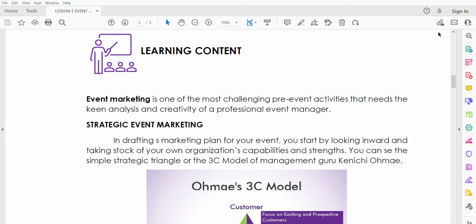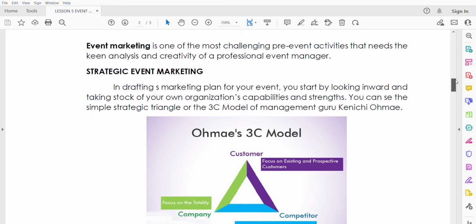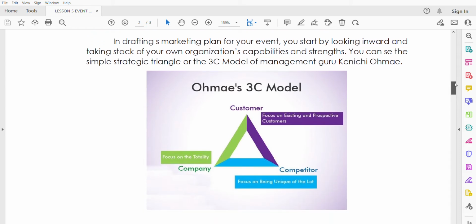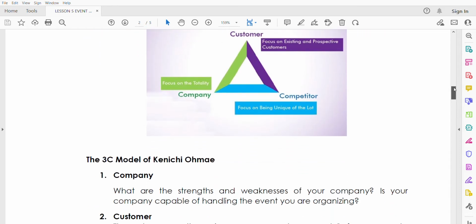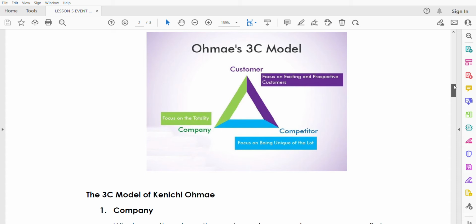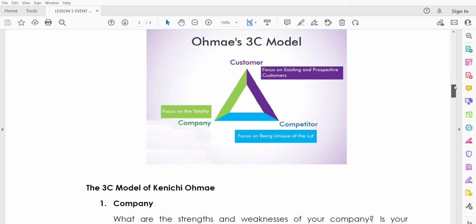You can use the 3C model by management guru Kenichi Omae. So, this is the 3C model wherein you focus internally with your company and then externally with your customer and then finally with your competitor.